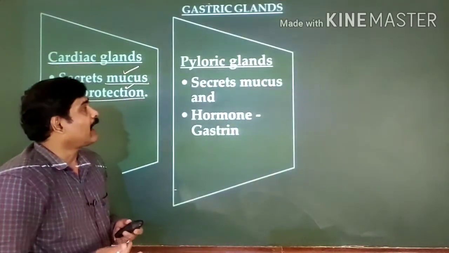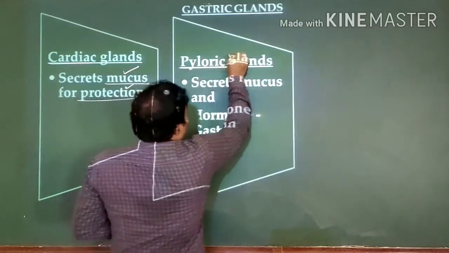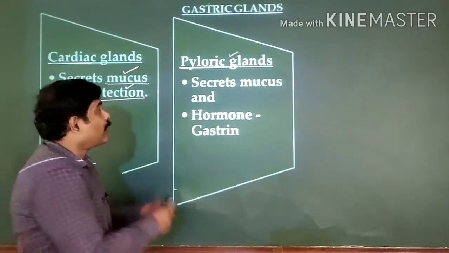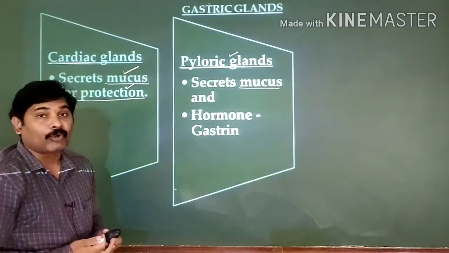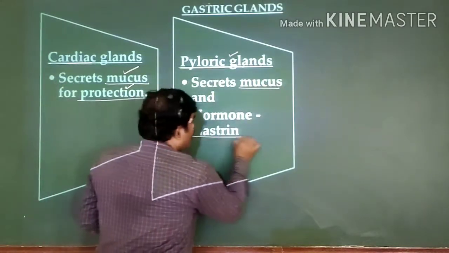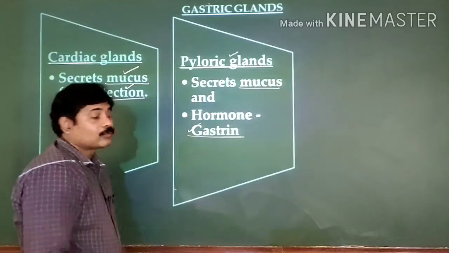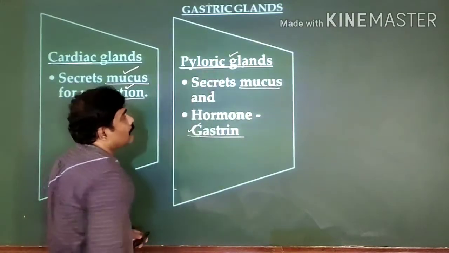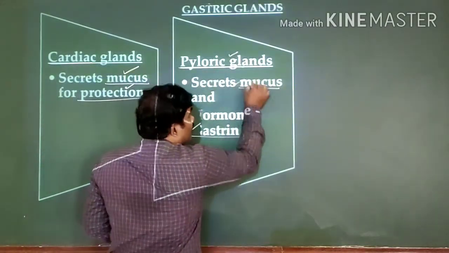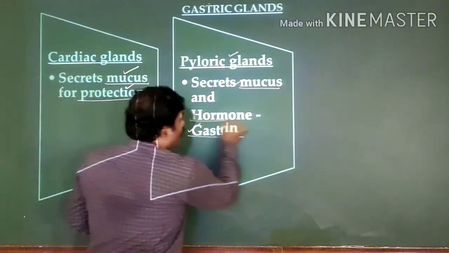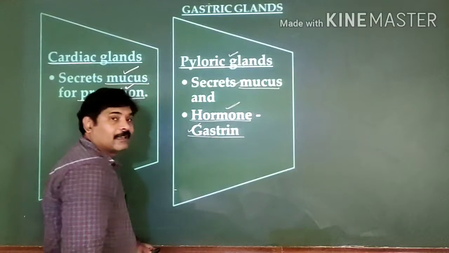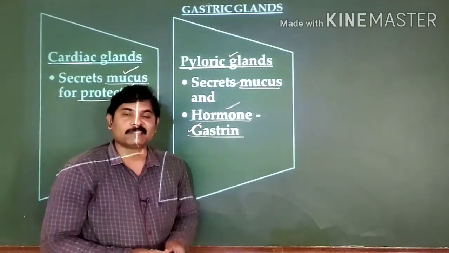The second type of glands includes the pyloric glands. Apart from the mucus, these pyloric glands secrete another important hormone, which we call gastrin. So this is an important function of these pyloric glands. One material that is produced is the mucus. Apart from that, an important hormone, gastrin, is secreted by these pyloric glands.